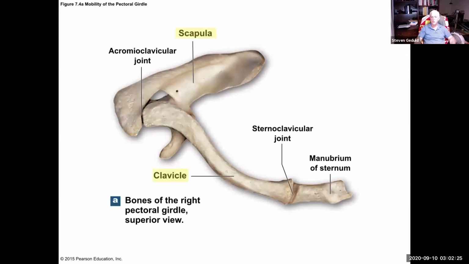And let's go with the pectoral girdle. You have a scapula and you have your clavicle, and they combine together to make the joint that allows you to spin your shoulders around. This is the manubrium of the sternum, the top part of our sternum. This is the sternoclavicular joint, where the clavicle and the sternum meet. This is also called the collarbone, your clavicle.